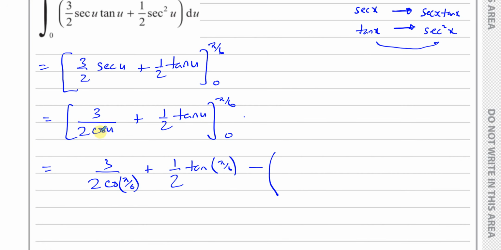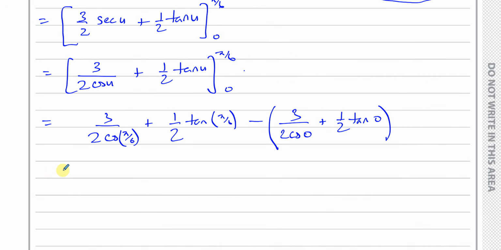Because we know that the cosine of 0 is 1. So this is 3 over 2 times the cosine of 0, and you're going to have plus a half times the tan of 0. Well, the tan of 0 is equal to 0, but the cosine of 0 is equal to 1. So there's going to be something there that we have to use, so don't make that mistake. Now the cosine of 30 degrees, which is pi over 6, is root 3 over 2.